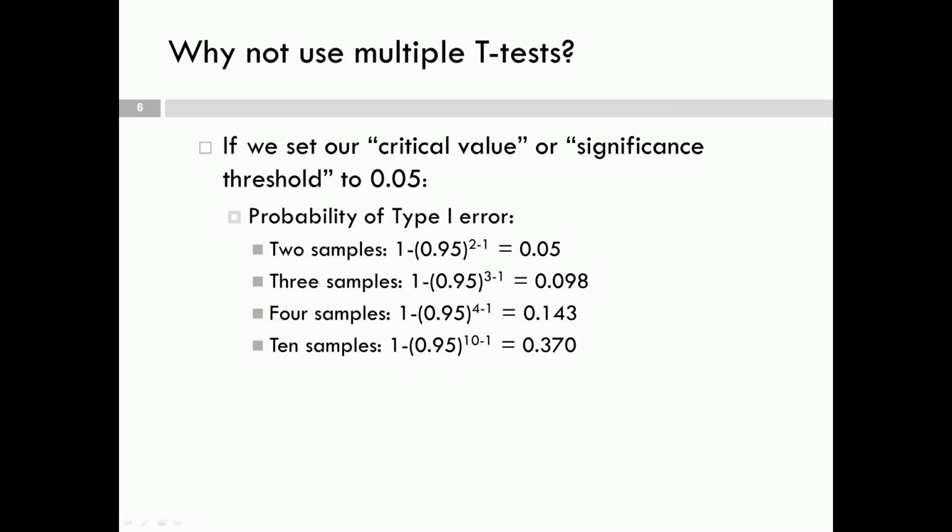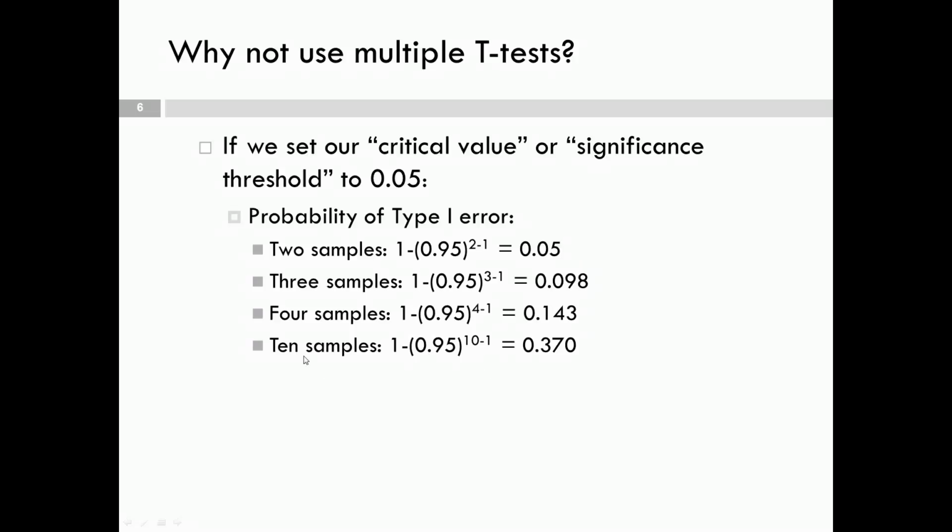So here's the problem, and this is why a t-test can't be used to evaluate differences between more than 2 samples at the same time. If we set our critical threshold or our significance level to 0.05, so if we get a p-value less than 0.05, we're going to say that our treatment had a significant effect on the mean. Well, if we only have 2 samples, then our probability of arriving at a type 1 error is 0.05. But when we start incorporating more samples, our probability of encountering that type 1 error and eventually arriving at a false conclusion begins to balloon.